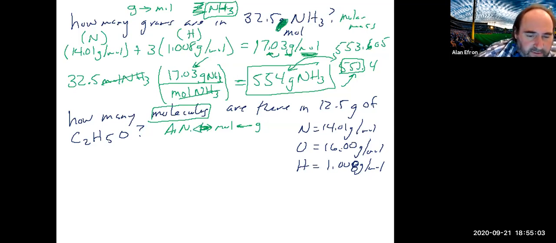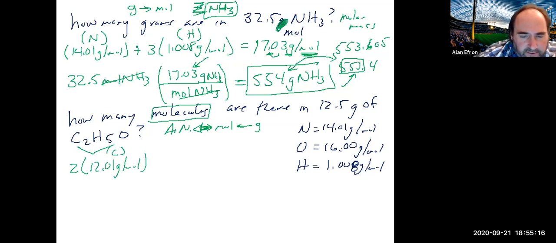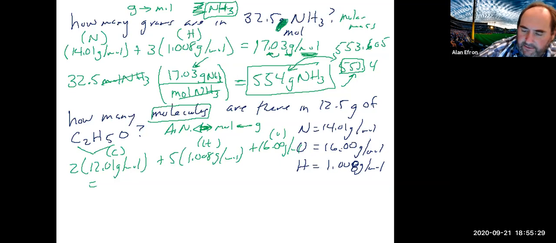So the first thing we need is the molar mass, because we do need to go grams to moles, because Avogadro's number is how many molecules there are per mole. So to get that, that would be 2 times 12.01 grams per mole for the carbon from the periodic table, plus 5 times 1.008 grams per mole for our hydrogen, and 16 grams per mole from the periodic table for our oxygen. And if we put all that together, 2 times 12.01 plus 5 times 1.008 plus 16 gets us 45.06 as the molar mass.